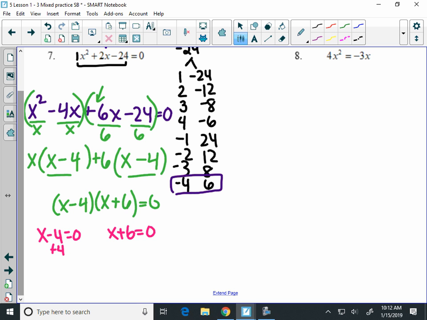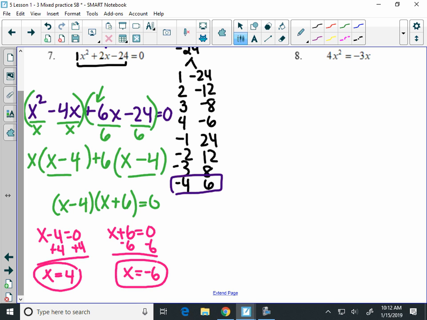So on the left here, I add 4, and I get that one of my solutions is positive 4. On the right, if I subtract 6, I will have a negative 6 as my other answer.